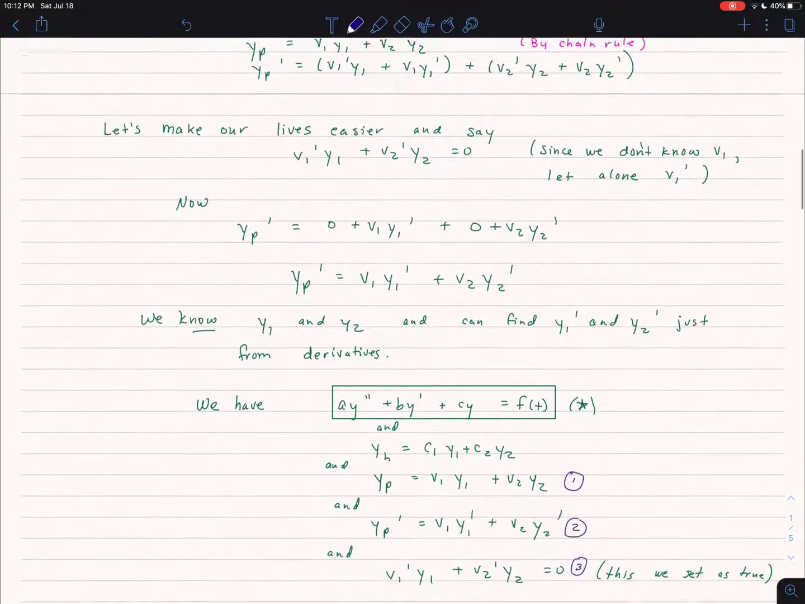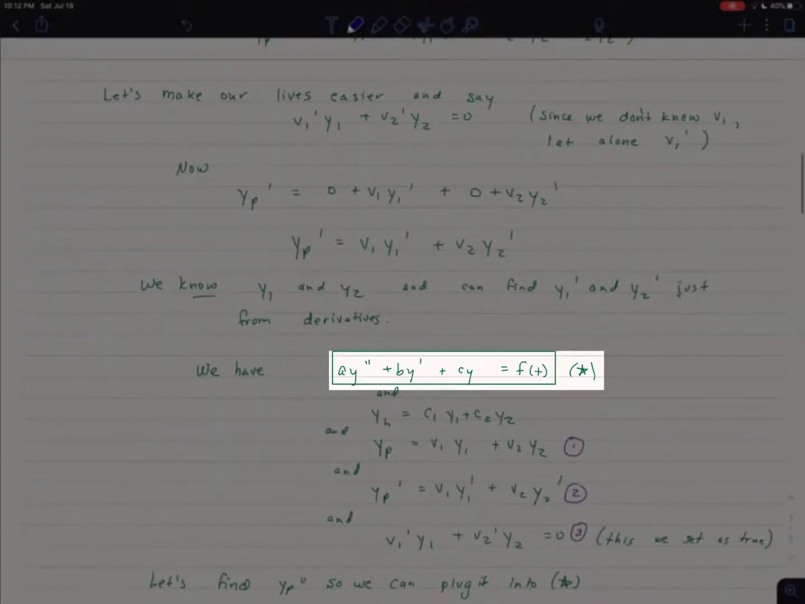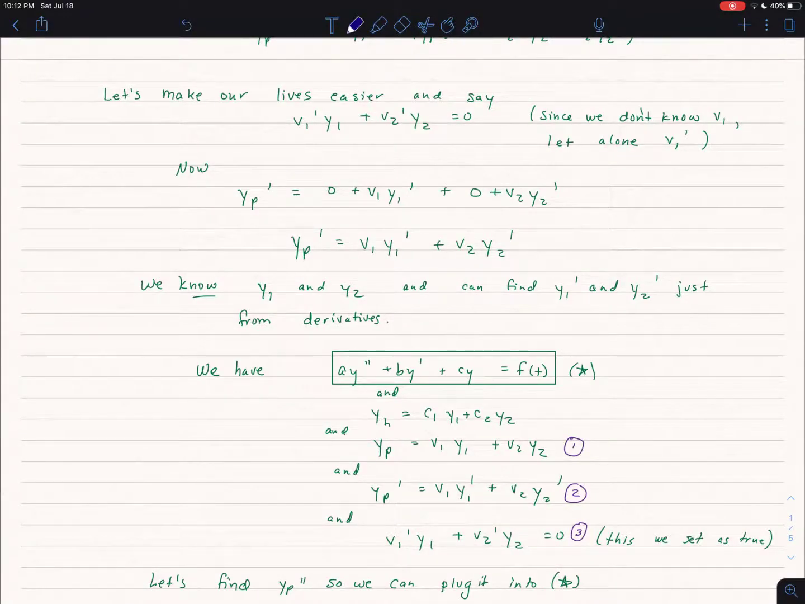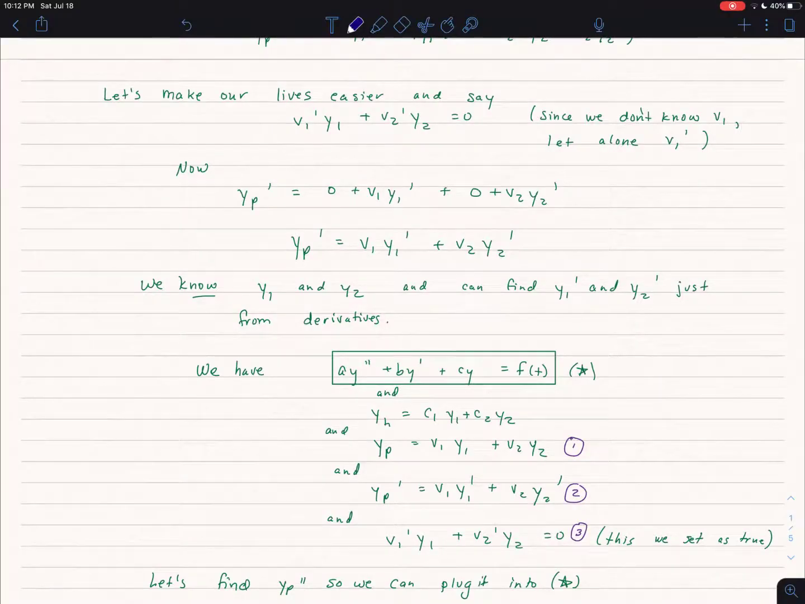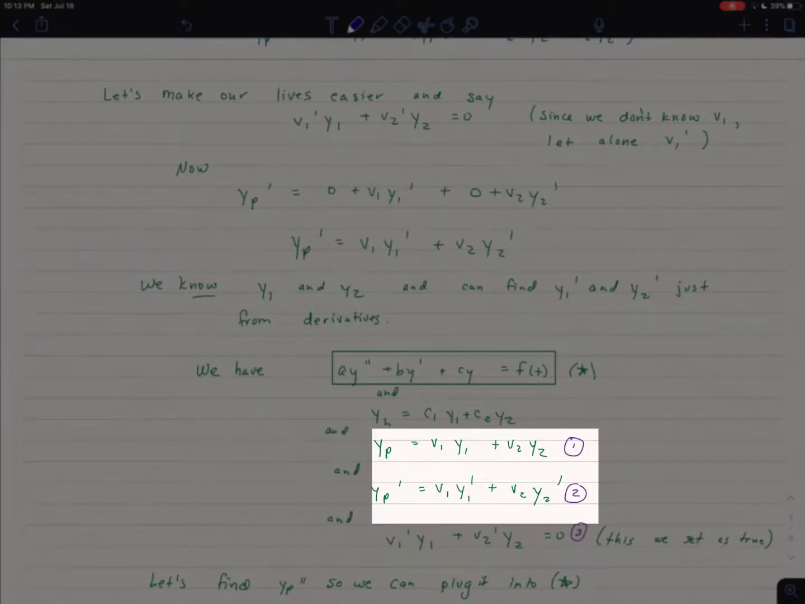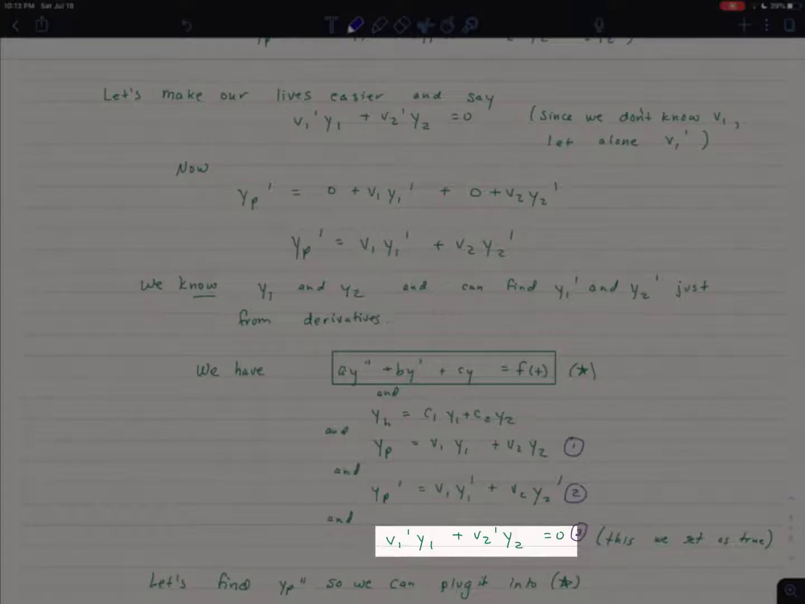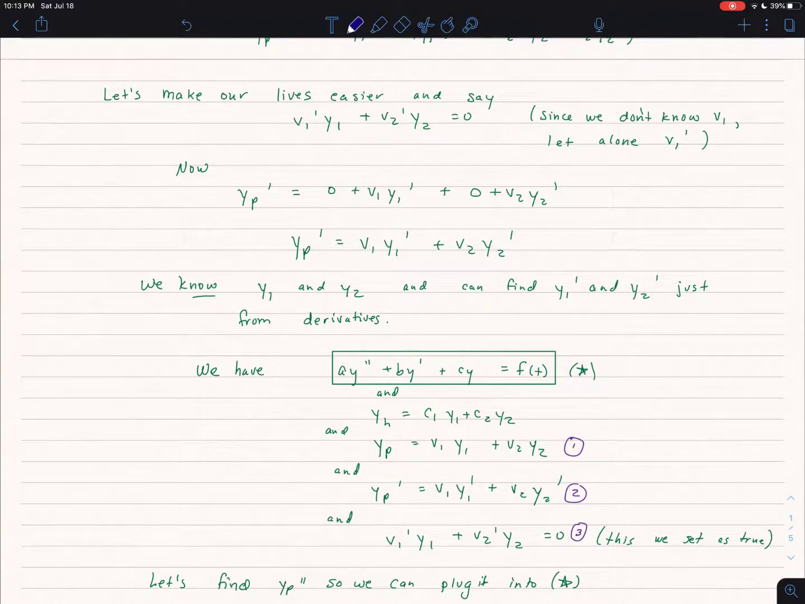Okay, so now what? We've got the following. We've got our original equation, ay double prime plus by prime plus cy equals f of t, and we've found our homogeneous solution. And I've already said that this is what y particular is, and this is what y particular prime is. And I've said this, equation number 3, I'm letting v1 prime y1 plus v2 prime y2 equal 0.